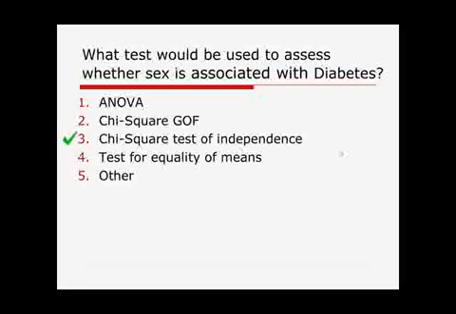A lot of you are saying that now. So here we'd have sex, male, female. Think of putting together, it would be a 2-by-2 table. So male, female as the rows maybe, and diabetes, yes, no as the columns.